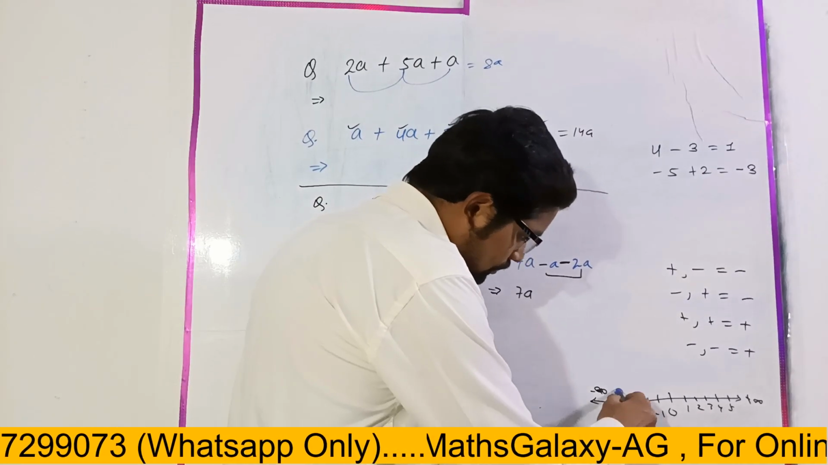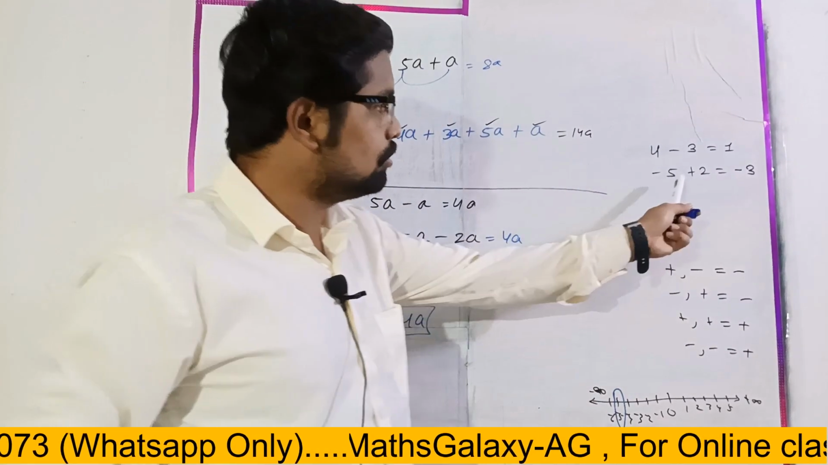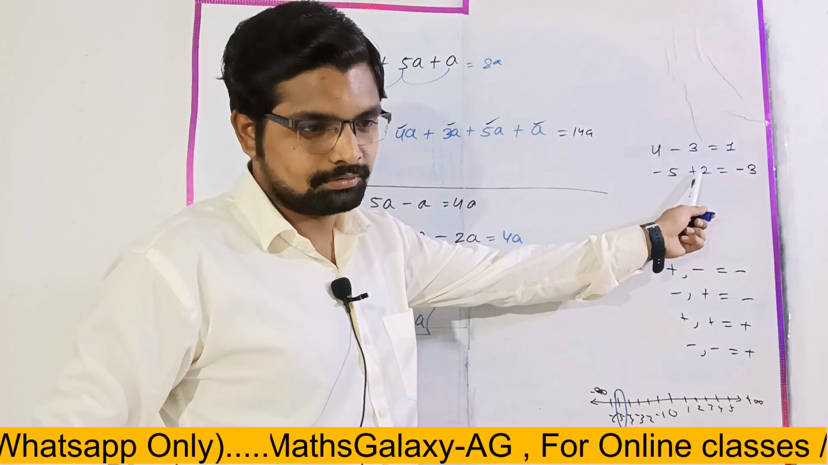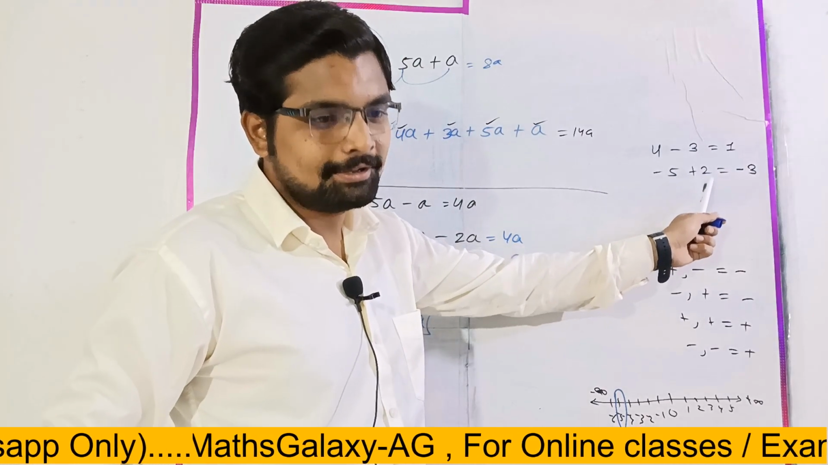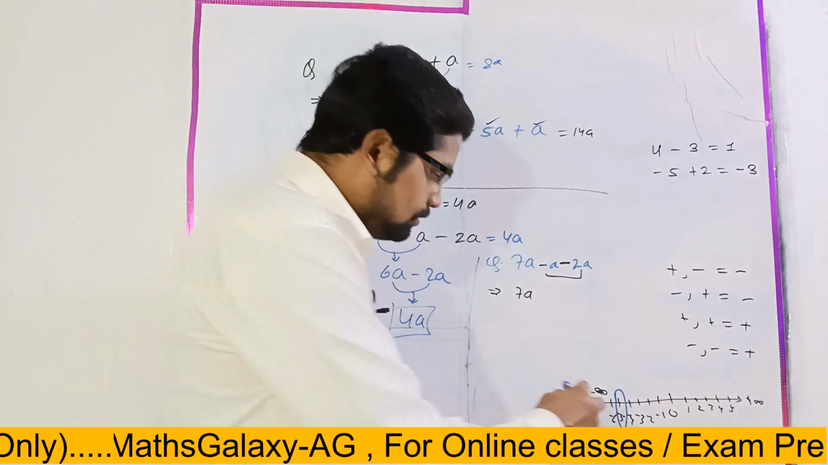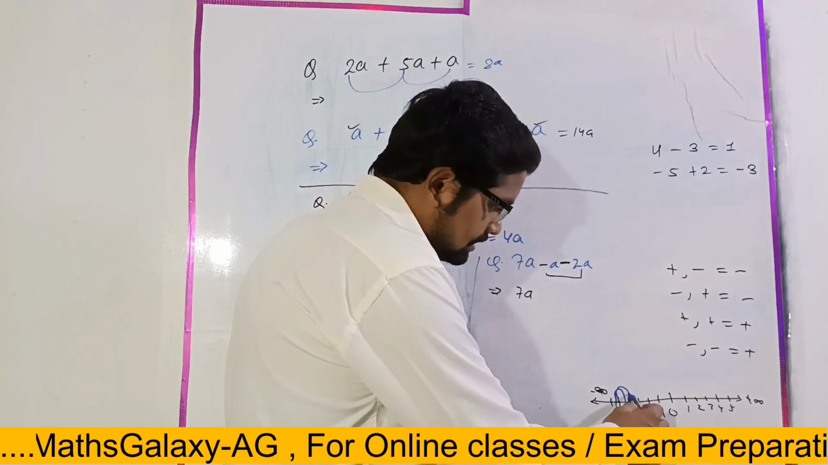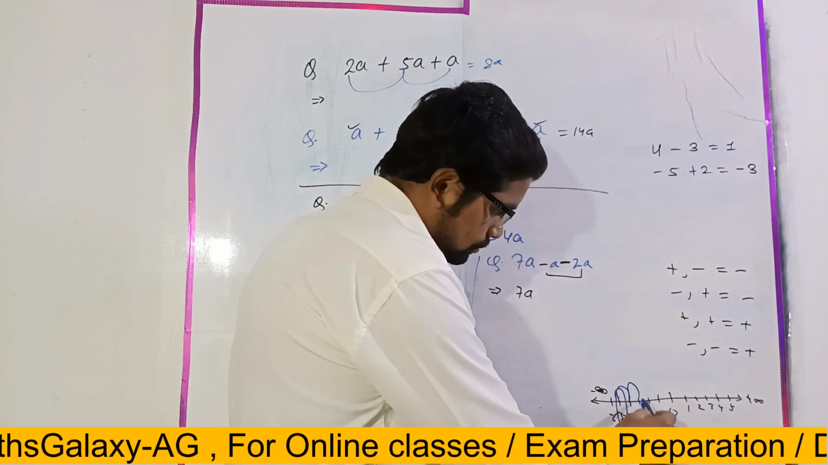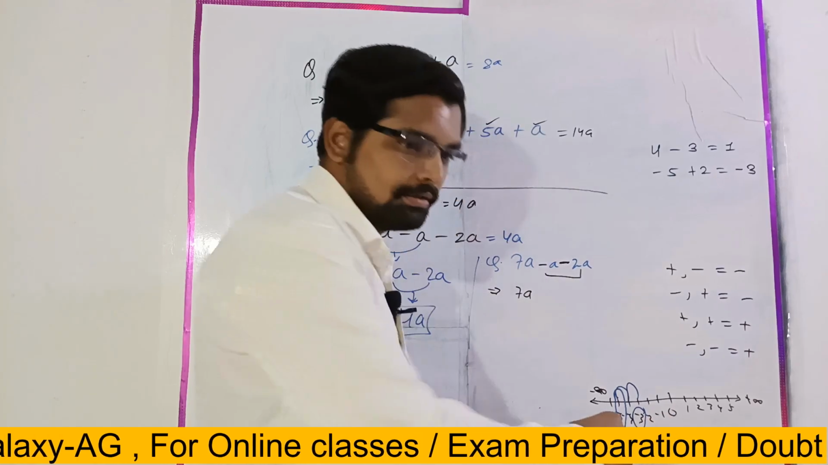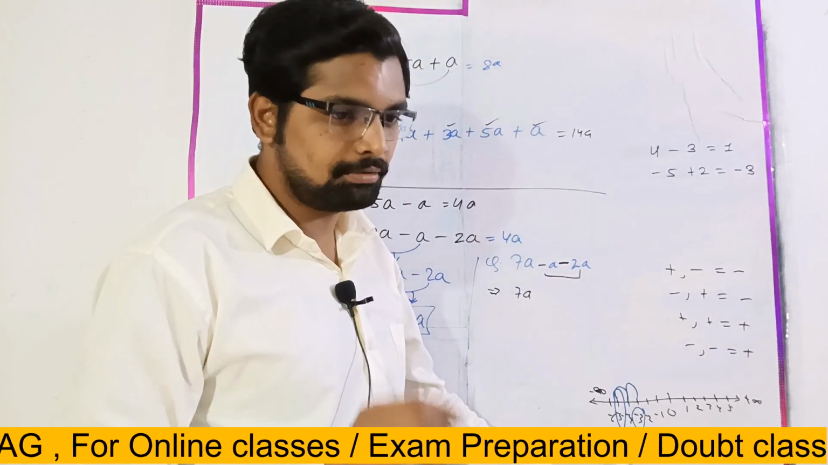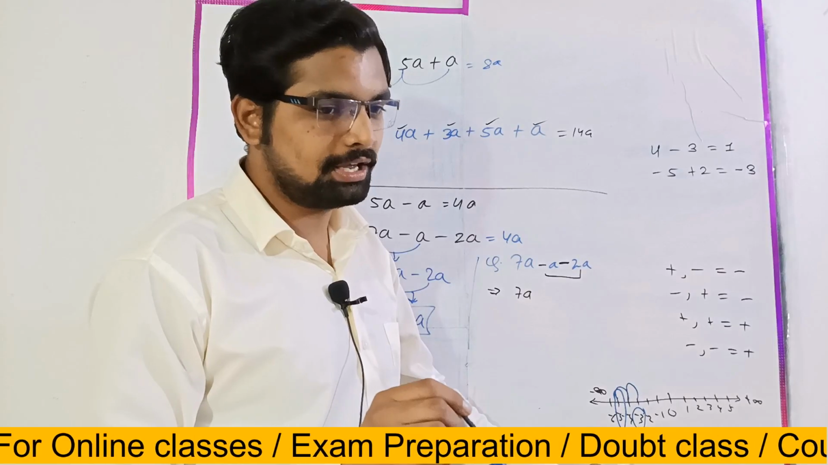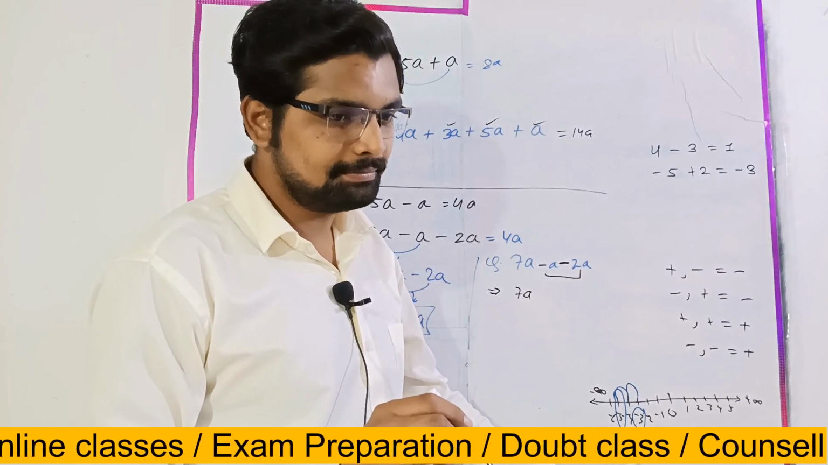Is it clear? Suppose here you are on -5. You have to add +2. It means you have to go to the right side. 1, 2. You will come to -3. You will come on -3.